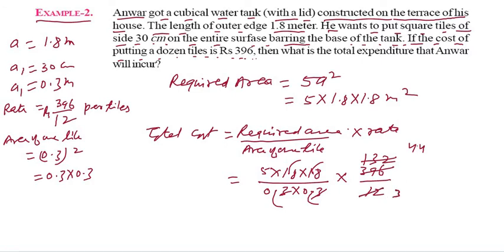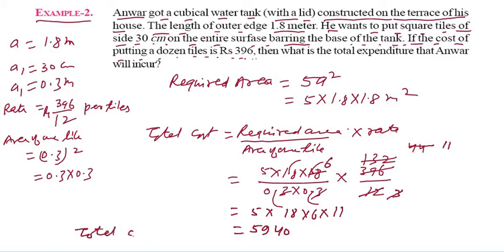4 3s are 12 and 4 11s are 44 here. So you can multiply and divide with 3 6s are 18. So you can write 5 into 18 into 6 into 11, and after multiplication it is 5940 rupees. So you can say here, total cost is equal to rupees 5940. That will be your answer.